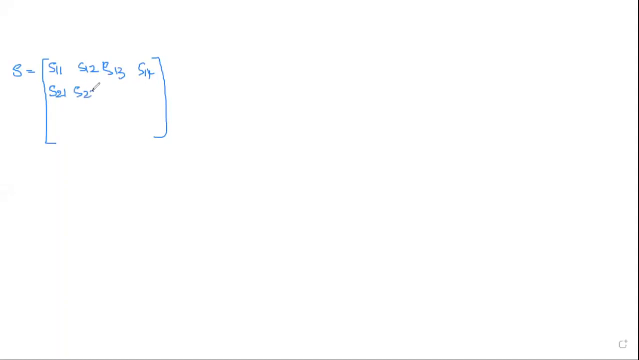S21, S24, S31, S32, S33, S34. Similarly, S41, S42, S43, S44. Now, this is a four-port junction which you have, E plane and H plane T. So you'll have this scattering matrix in the order 4 cross 4.